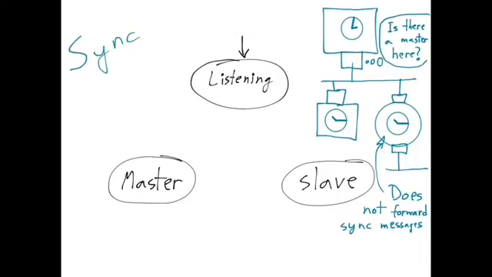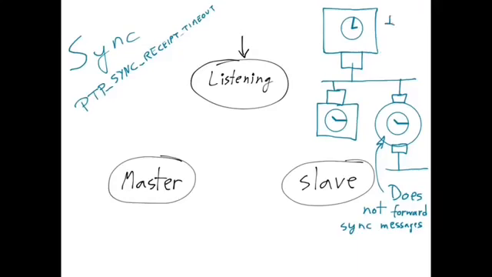Now, our port will not wait for sync messages forever. At most, it will wait for an interval of time known as the PTP sync receive timeout. There are then two possibilities. Either our port received a sync message before the timeout, or it did not receive a sync message before the timeout.